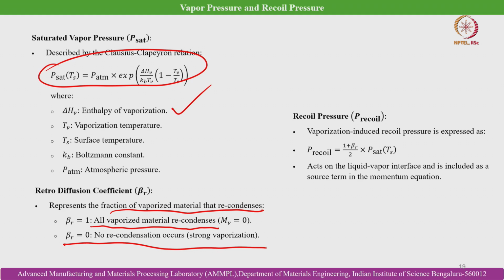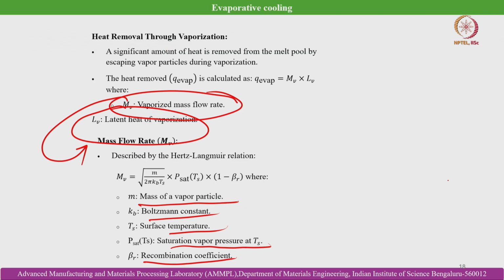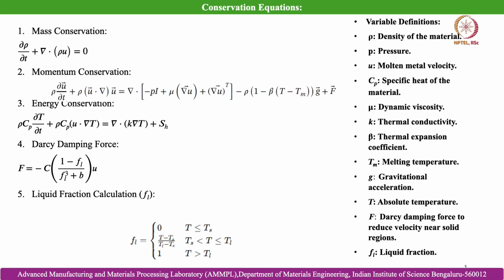So then if we go to the recoil pressure, the vaporization induced recoil pressure can be expressed in terms of the saturated vapor pressure. It is worthwhile to note that the recoil pressure acts on the liquid vapor interface and is included as a source term in the momentum equation. Okay. So, you can see, like we have discussed earlier about the momentum equation, the source term F that is shown over here is where it is included.